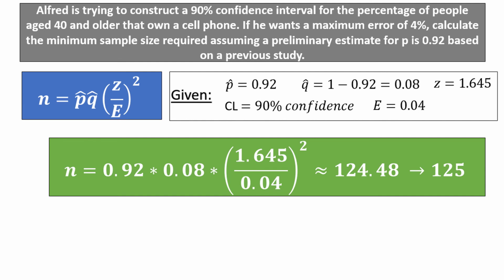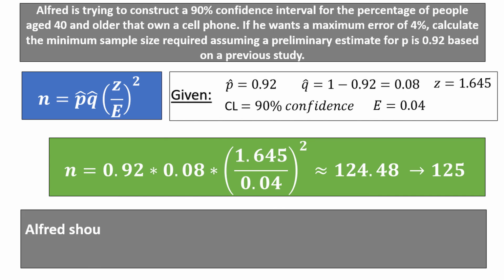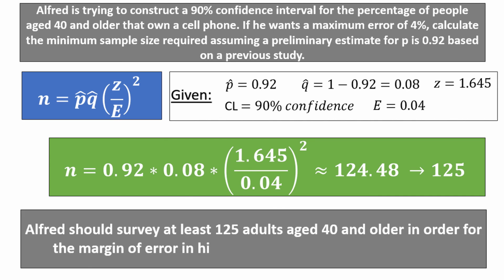Again, since we can't sample a partial person, we round up to the nearest number, in this case 125. Alfred should survey at least 125 adults aged 40 and older in order for the margin of error in his confidence interval to be below 4%.